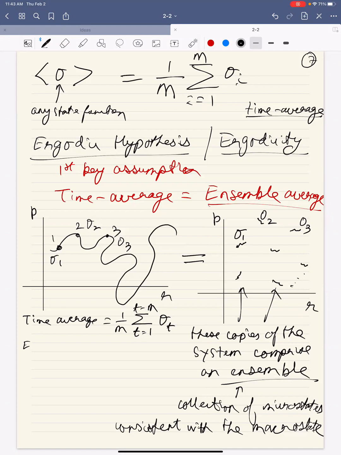Ensemble average is kind of similar. It is also going to have a summation, but now the summation will be over nu, the Greek letter nu, which we are going to call the index of the microstate. Each of these configurations that you created over here is a particular microstate. So that is the microstate index. In each microstate, you calculate the value of the observable.